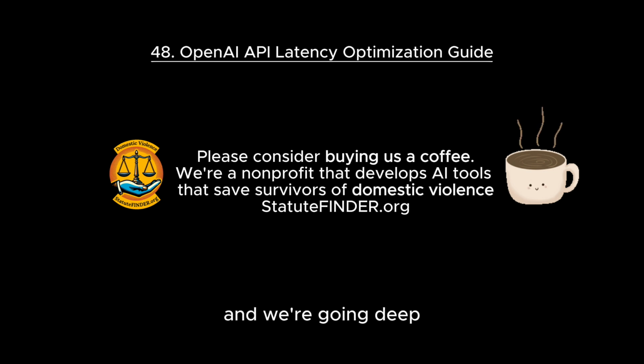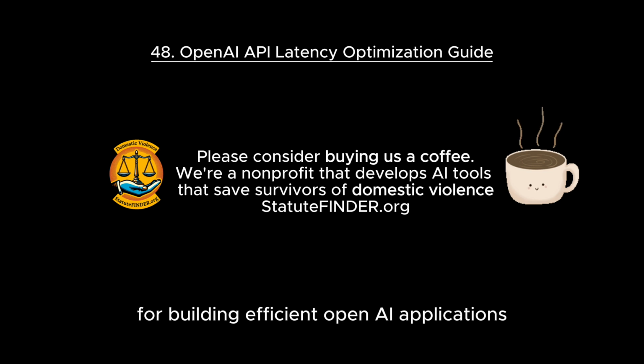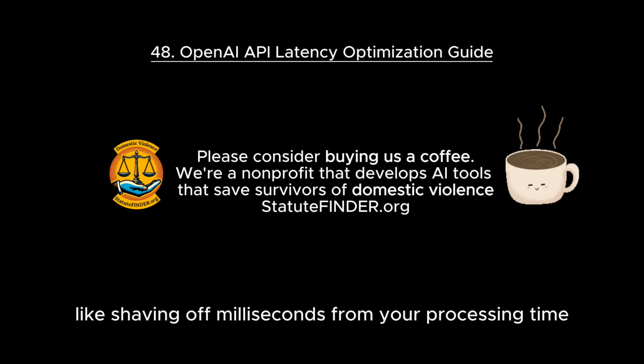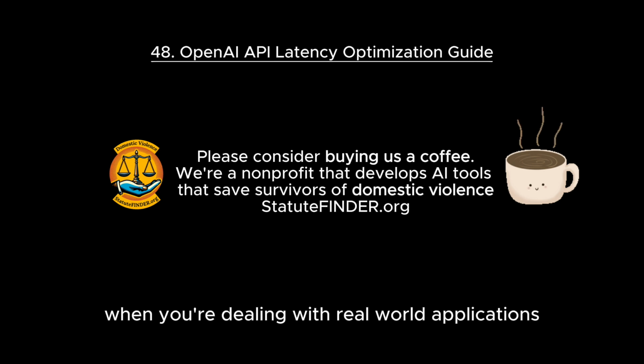And we're going deep. We'll break down those technical terms, demystify the architecture, and even share some tips to make your code run a lot smoother. Yeah, think of this as your cheat sheet for building efficient OpenAI applications. And when we say efficient, we mean things like making your code run faster, like shaving off milliseconds from your processing time. Yeah, that's right. Every millisecond counts when you're dealing with real-world applications.